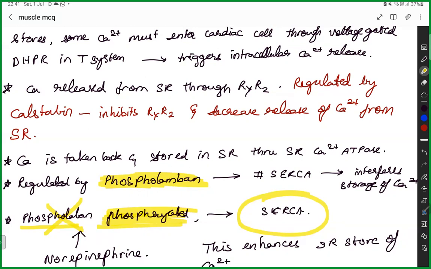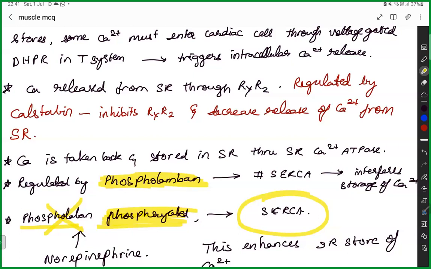Now consider if this SERCA is not working, then there is no reuptake. Then it becomes a negative lusitrophy factor. Correct? Lusitrophy and relaxation get inhibited when? If this SERCA does not work, then it will be inhibited.